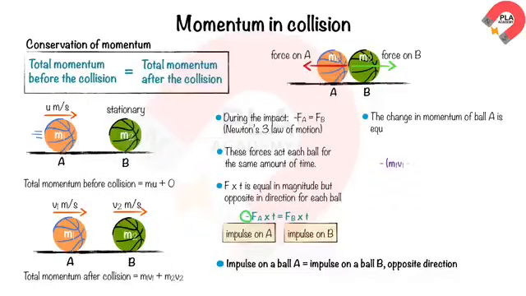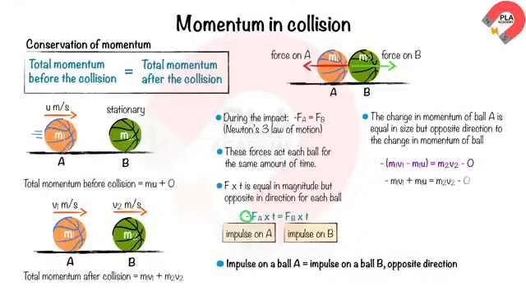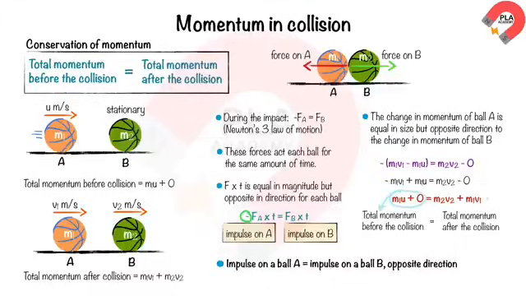Consequently, the change in momentum of ball A is equal in size, but opposite in direction to the change in momentum of ball B. This ensures that the total momentum before the collision remains equal to the total momentum after the collision.